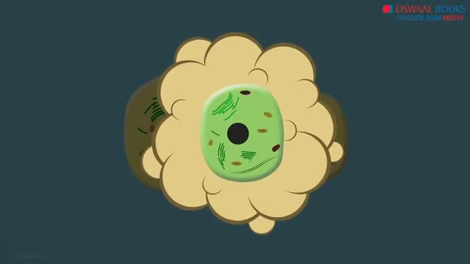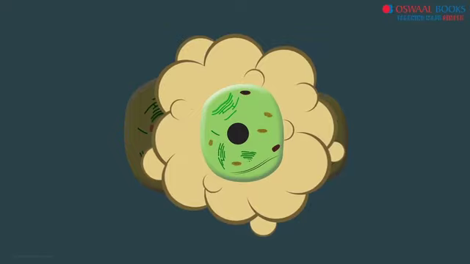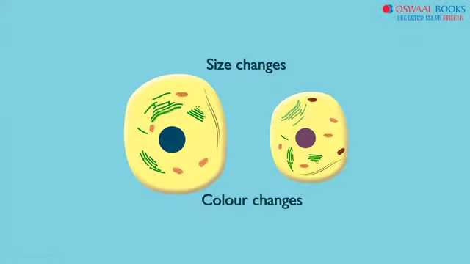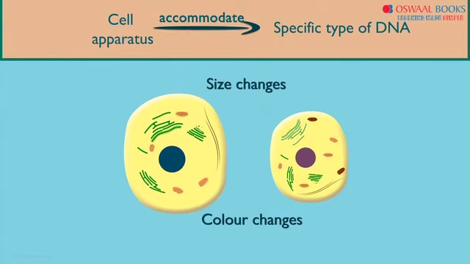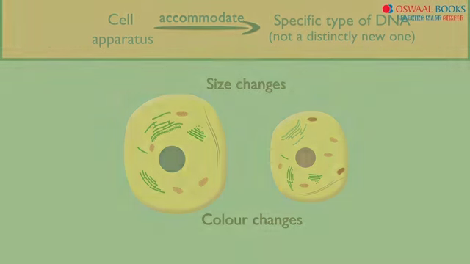But do you know what would happen if the new DNA mass is totally different? It wouldn't be able to adjust the cell apparatus, and the cell will die. The cell apparatus will be able to accommodate only the specific type of the DNA mass and not a distinctly new one. But let me ask you something.